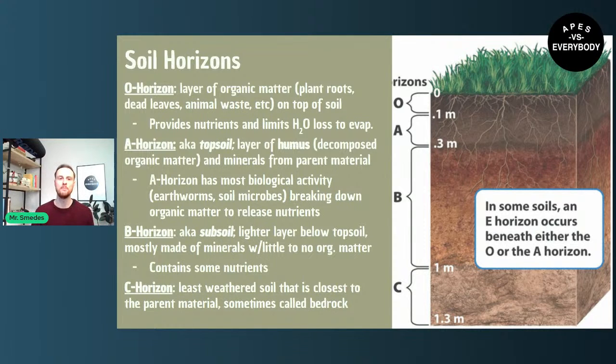So it can help you remember the organic layer is going to have roots of plants. It's going to have a lot of nutrients. It's going to preserve moisture in your soil. It's almost like putting moisturizer on your skin. Then you have the A horizon, sometimes called topsoil. That's going to be a mixture of humus. This is partially decomposed plant matter, organic matter that's in various stages of breaking down.